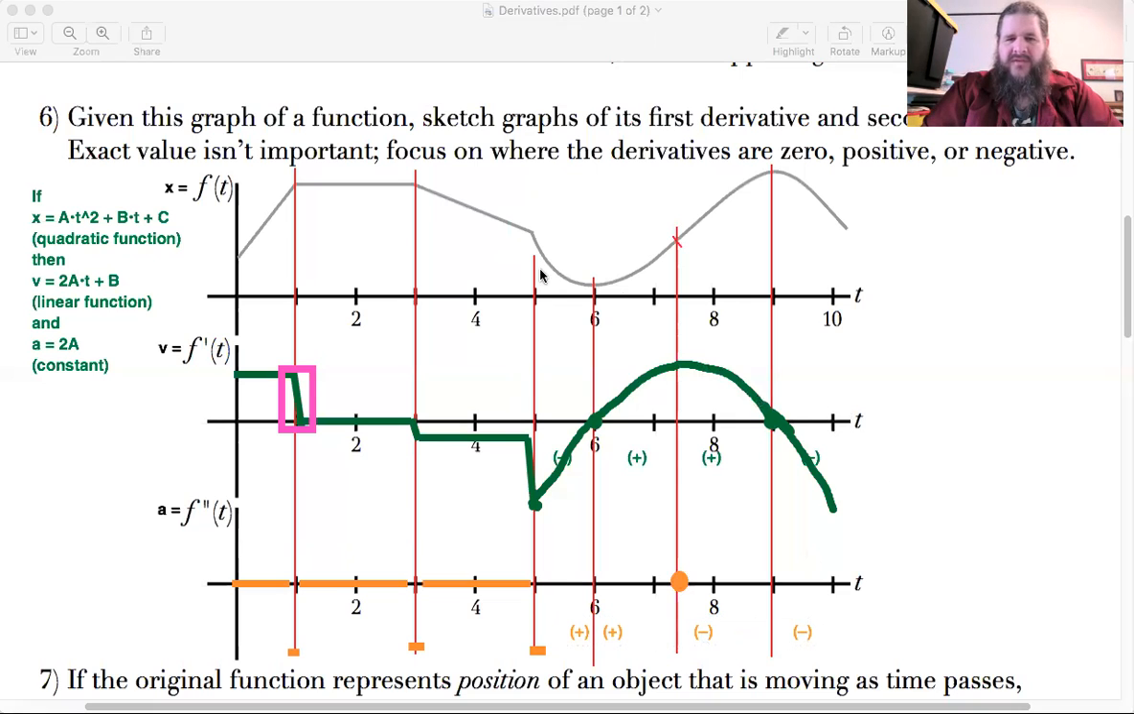We can also tell this from the original position graph. From 5 to 7.5, the position is concave up. That means its second derivative is positive. From 7.5 to 10, the position graph is concave down. That means its second derivative is negative. So we know that the acceleration graph has to go from positive to 0 to negative.